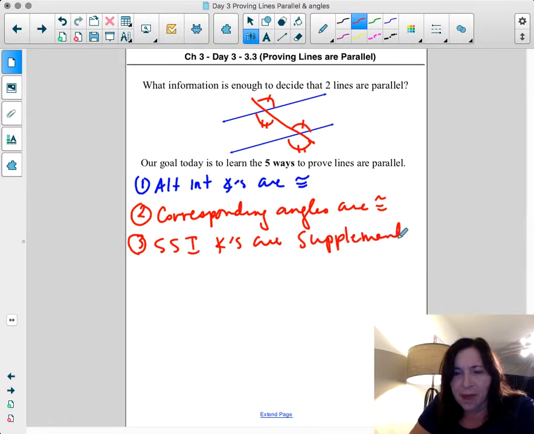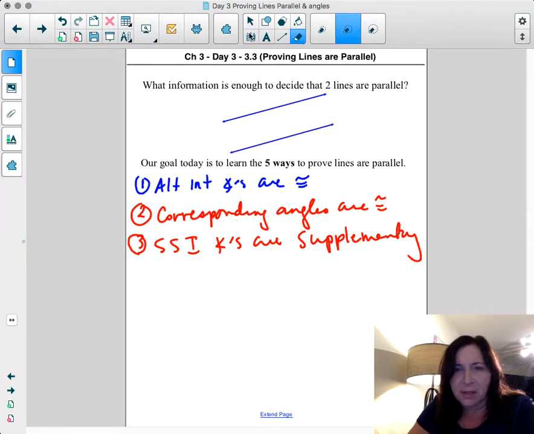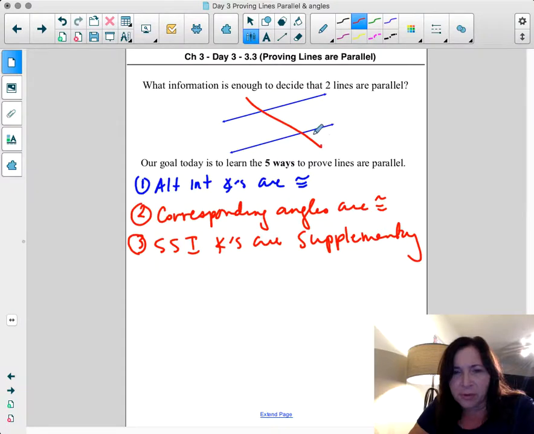And if you did that, then that would look something like this. You could show that you have a transversal. You should show that this angle here plus this angle here would add up to be 180 degrees.